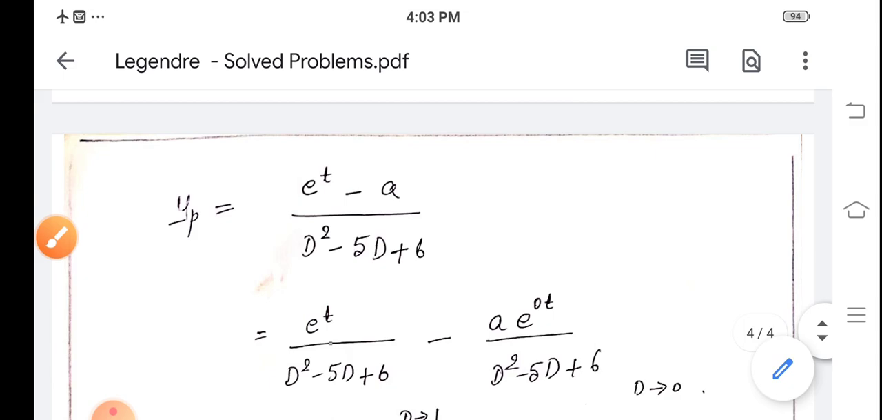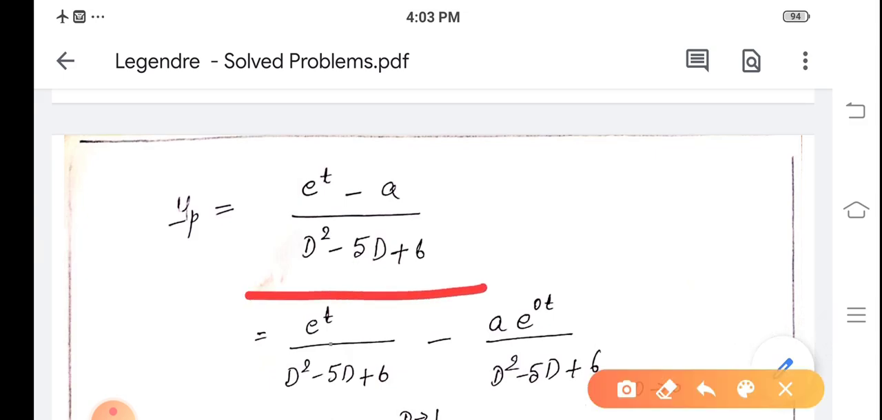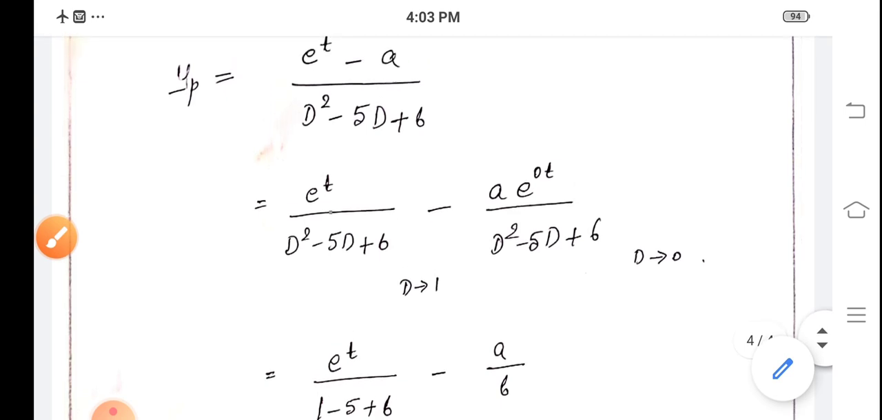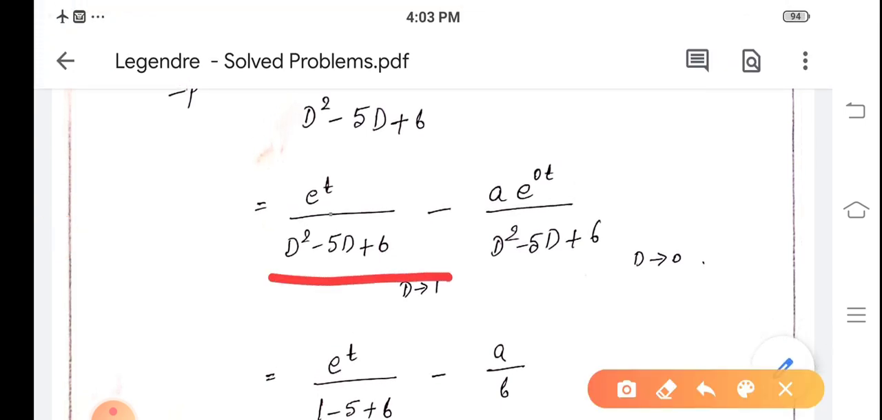Next we will find particular integral. Yp equal to e power t minus a divided by f of D. So f of D is D square minus 5D plus 6. In the right hand side, if I split the terms, that will be e power t divided by D square minus 5D plus 6, and second term is minus a into e power 0t. Because a is constant, we can write any constant as k into e power 0t. So it is a e power 0t divided by D square minus 5D plus 6.